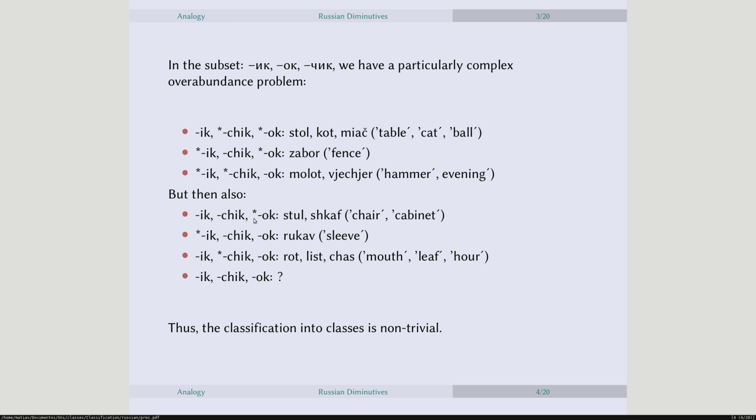The system is quite interesting because there are some nouns which can only be used with one of these diminutives. For example, stol, kot, miach can only take ik, zaur only takes chik, molot and večer only take ok. Other nouns can take two different ones. So stol and shkaf can take ik or chik, rukav, chik or ok, rot, list and chas, ik or ok. It's unclear whether we have good examples for nouns which can take all three. But these combinations are well attested, so the classification is non-trivial.